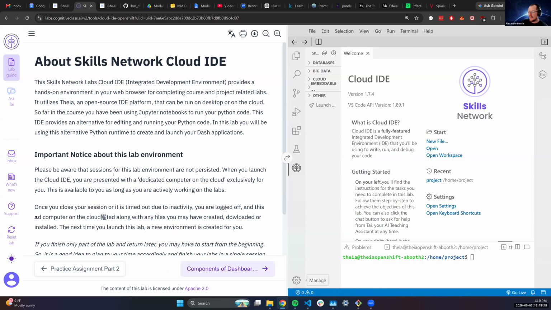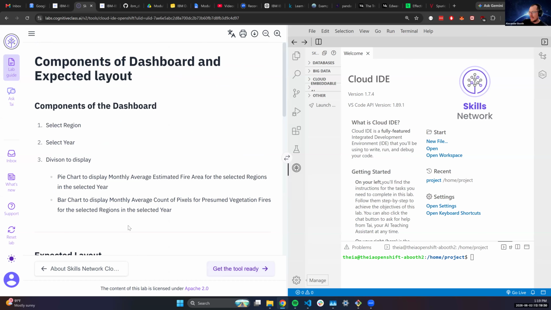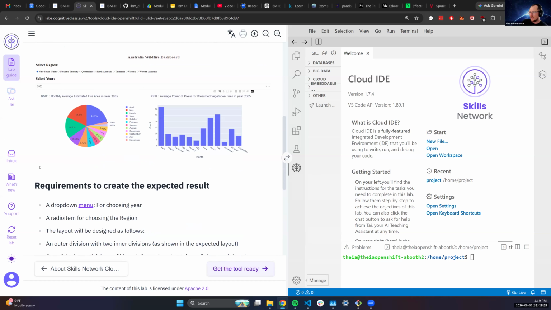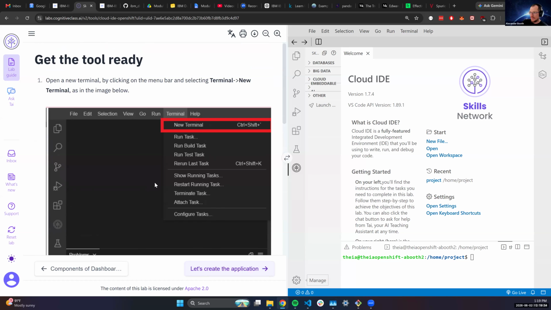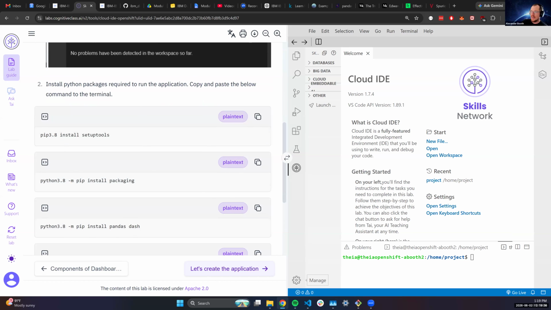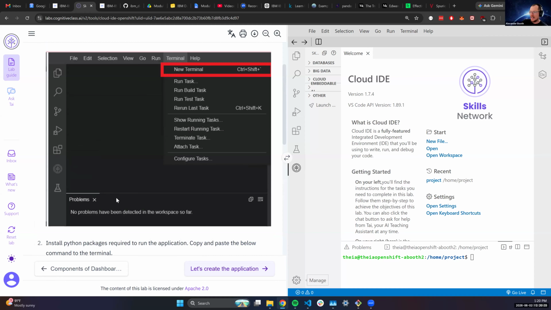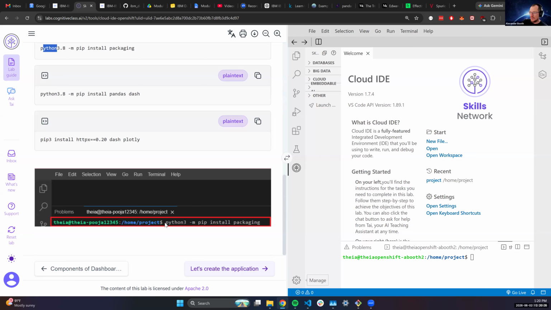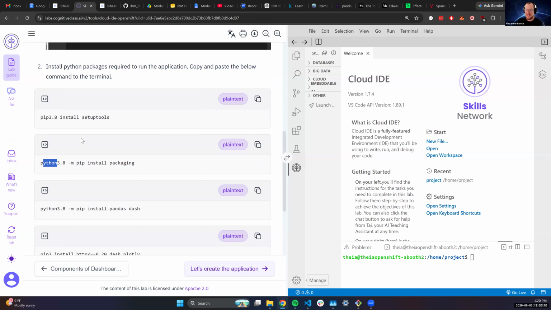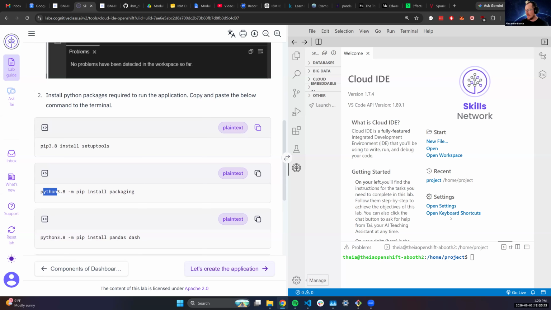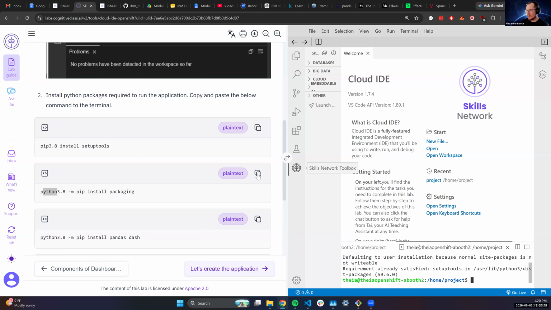All right, so here's our IDE. Let's go ahead and build out our Dash application. First thing to do is get the tool ready. This is what I talked about earlier. Instead of using 3.8, we're just going to do pip3 and Python 3. And again, it's funny because if you scroll down, they actually do this correctly in the screenshot, but the code snippet's incorrect. So anyway, let's copy these over into our terminal and we'll just run this and hopefully it goes pretty fast. Install our tools.